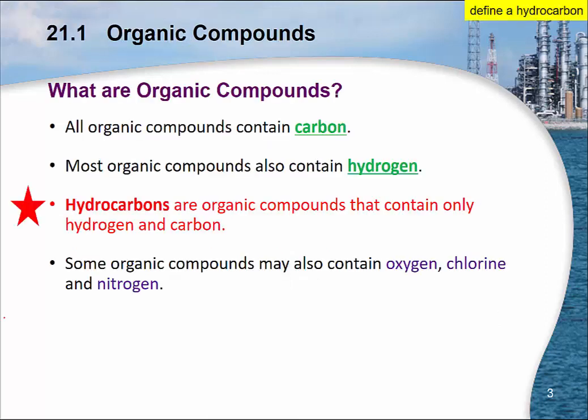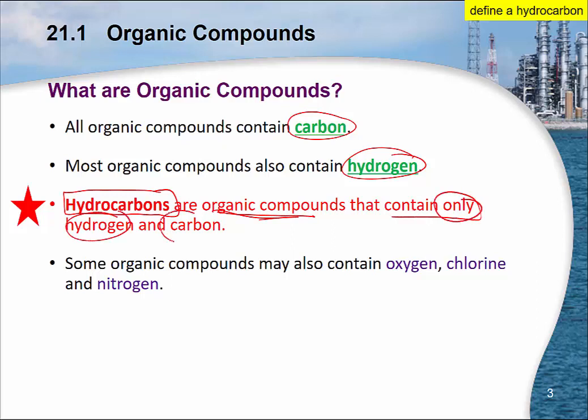What are organic compounds? All organic compounds contain carbon, and most organic compounds also contain hydrogen. And you need to know the definition of hydrocarbons. Hydrocarbons are organic compounds that contain only hydrogen and carbon. In other words, there are no other elements inside except hydrogen and carbon.